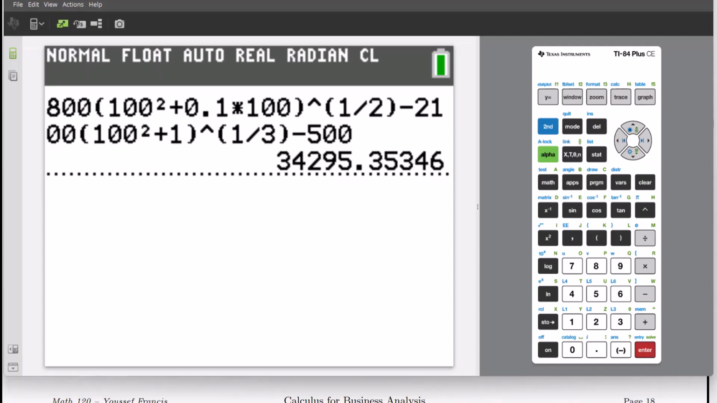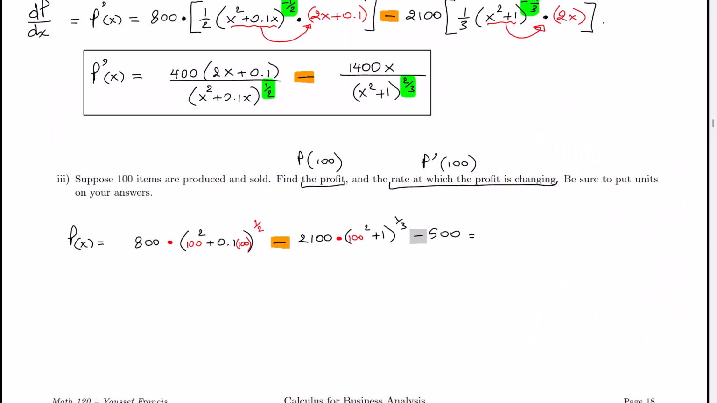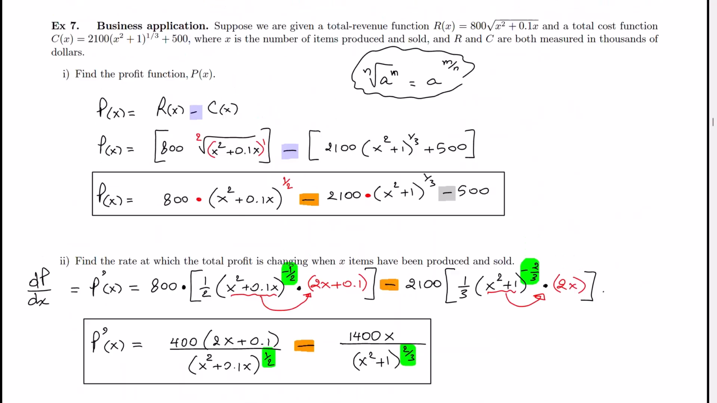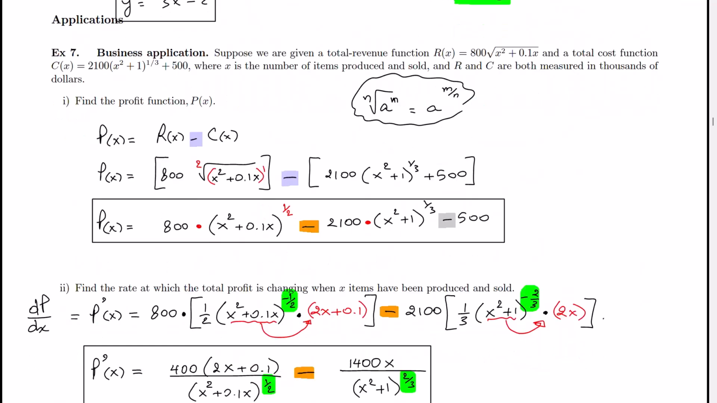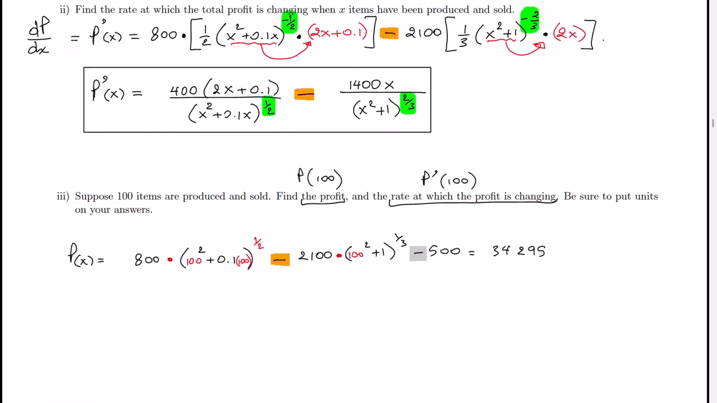35346. So they didn't tell me which decimal they want me to round to. So I'm just going to write down 34,295. Now remember, the unit here in this problem is in thousands of dollars for cost and revenue, and the profit is going to be measured in the same units. So this is in thousands of dollars.